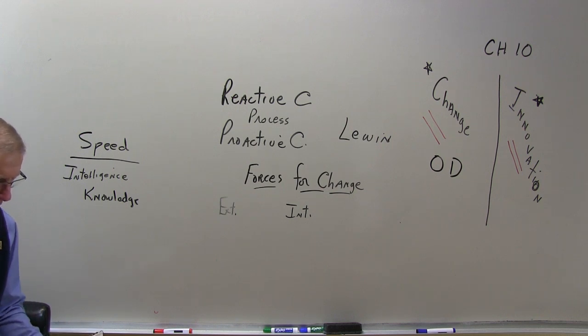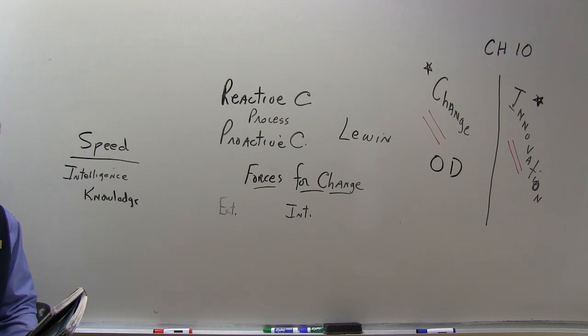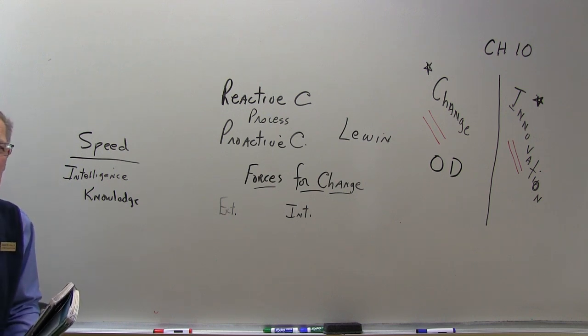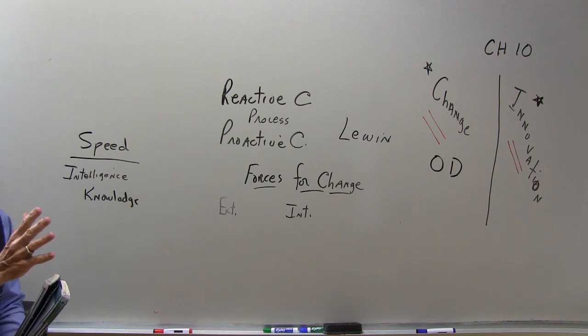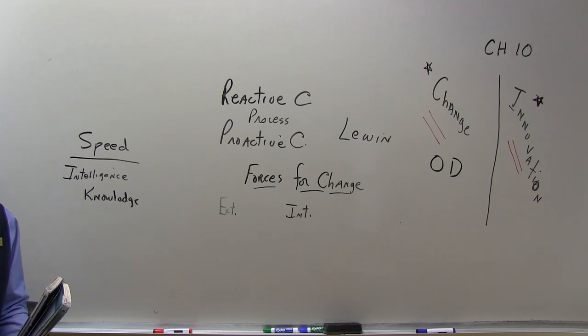Number 1, individual predisposition towards change. What does that mean? It means I don't like change. You just have a predisposition towards change. I don't like it. Now those folks are tough, because they're automatically against it before you even get started.